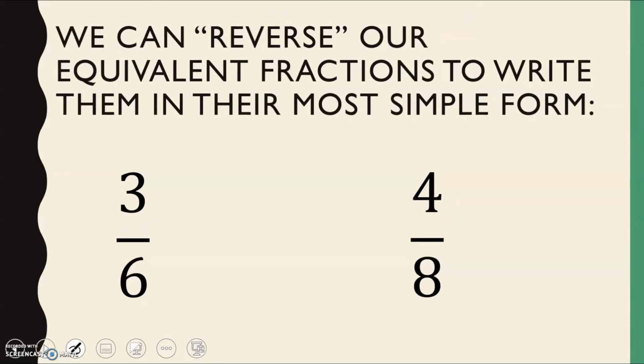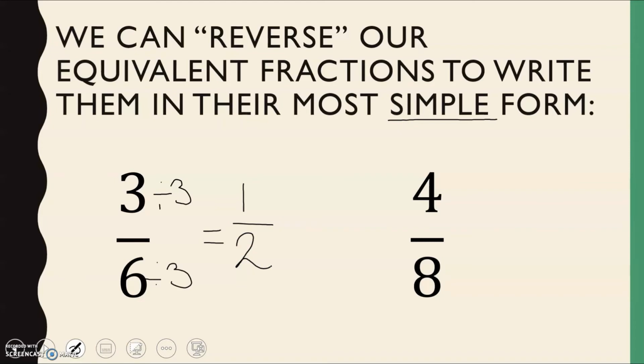We can also reverse our equivalent fractions to write them in their most simple form. So sometimes you can be asked to simplify or write them in their simplest form. So I'm looking for what times tables my 2 numbers are in here. So 3 and 6 are both in my 3 times table. So I'm going to divide my top and bottom by 3. Whatever I do to the top, I must do to the bottom. So 3 divided by 3 is 1, and 6 divided by 3 is 2. So 3/6 can be simplified to 1/2.